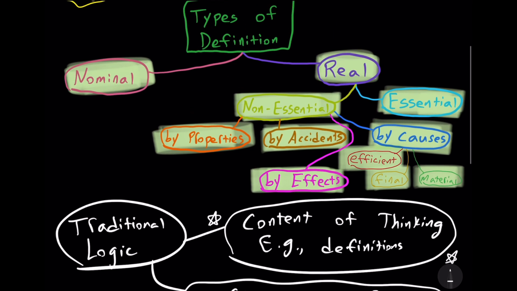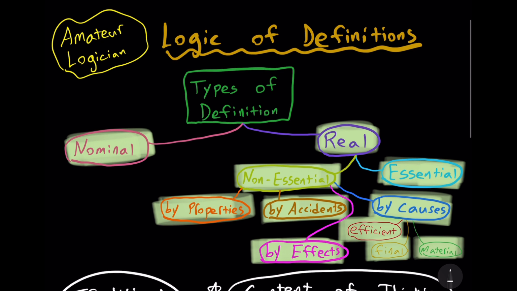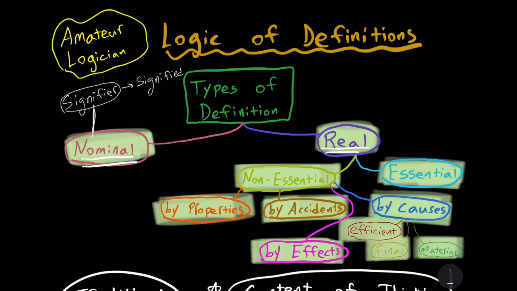Okay, so let's first think about nominal definitions versus real definitions. A nominal definition is of a word, not what is signified by the word. It's hence purely about the signifier, not the signified. So in general, we have the signifier pointing to, so to speak, the signified. And with the nominal definition, we're only concerned with the signifier. We're thinking about the word as the word. We're just thinking about the way a word is being used.